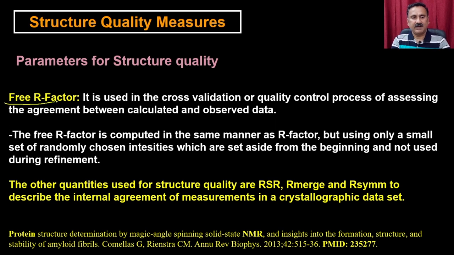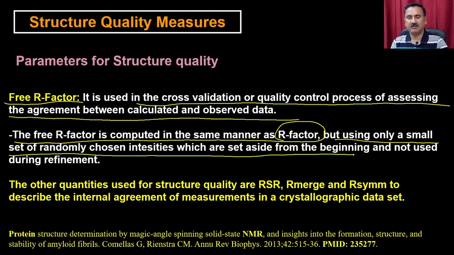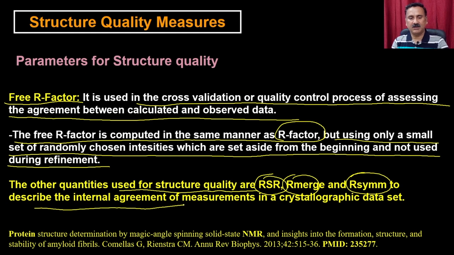You can also have the free R factor. It is used in the cross-validation or quality control process of assessing the agreement between the calculated and the observed data. The free R factor is computed in the same manner as the R factor, but using only a small set of randomly chosen intensities which are set aside from the beginning and not used during the refinement. Other quantities used for structure quality are RSR, R merge, and R sym, to describe the internal agreement of the measurements in a crystallographic data set.